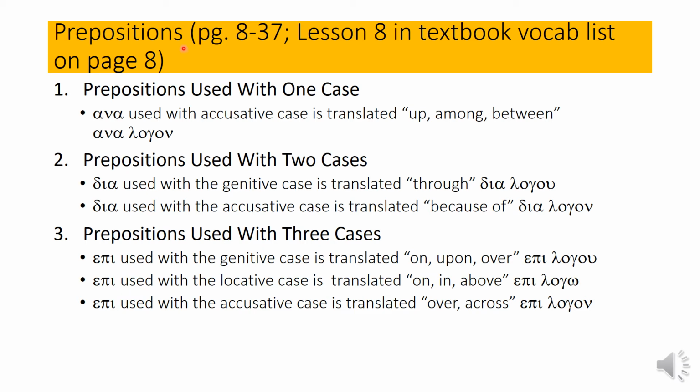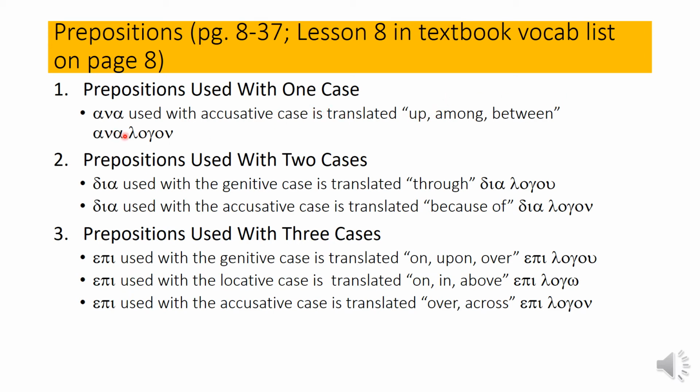Now this will become clear as we begin to look at pages 8 through 37, particularly page 8, as you look at your vocab list in lesson 8 in your textbook. So open your textbook and you can follow along with this. You'll see that in the vocab list the word ana is there.